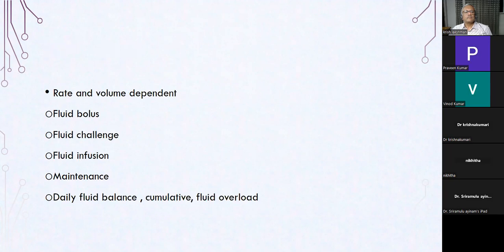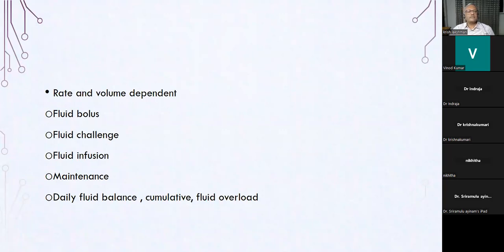And rate and volume dependent terms are fluid bolus. Can anyone tell me how much amount of fluid needs to be given to consider it as a fluid bolus, and over what time? 500 ml to 1000 ml, 500 ml over 15 minutes, sir. It's considered a fluid bolus. Yes, that's right. That's the answer. And go ahead.